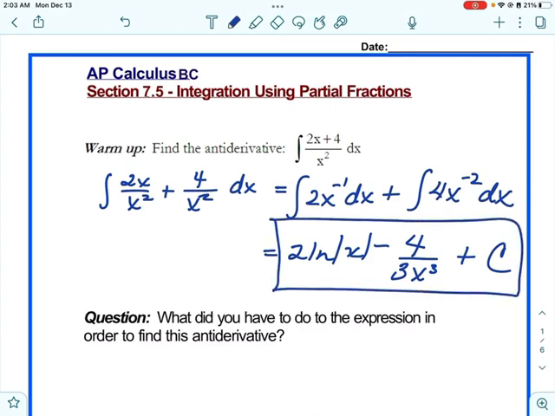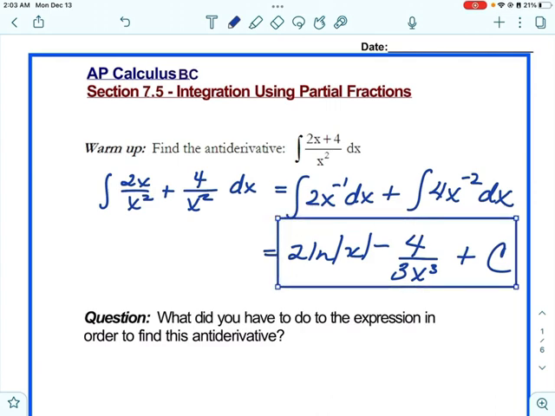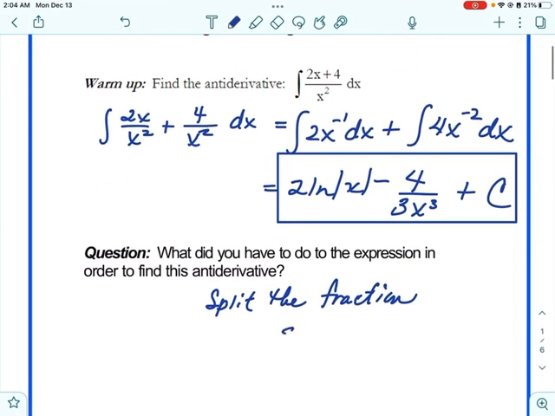Okay, so easily integrable once we manipulate it. Now, what did you have to do to the expression in order to find this? You had to split the fraction, right? Split the fraction. That can be done when you have a sum or a difference over the denominator. So you can split the numerator, I guess, is really what I wanted to say.